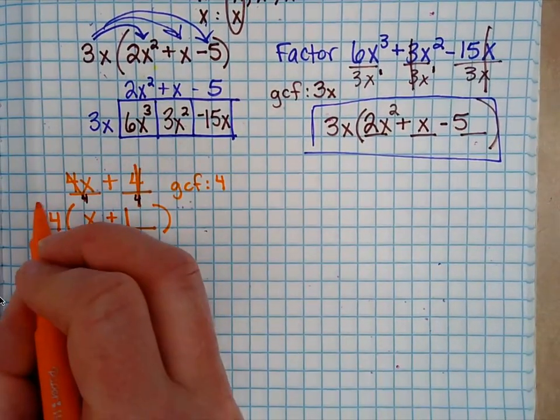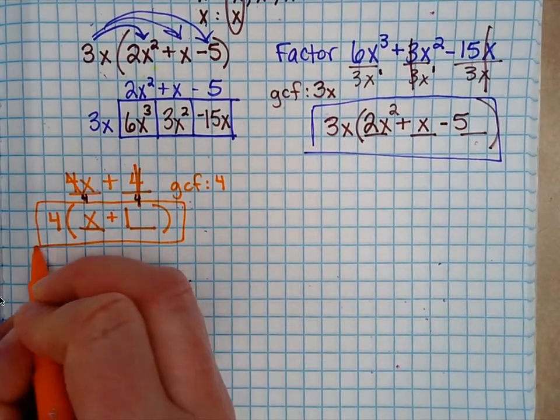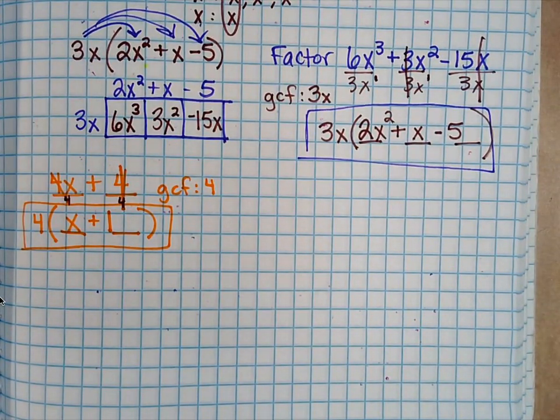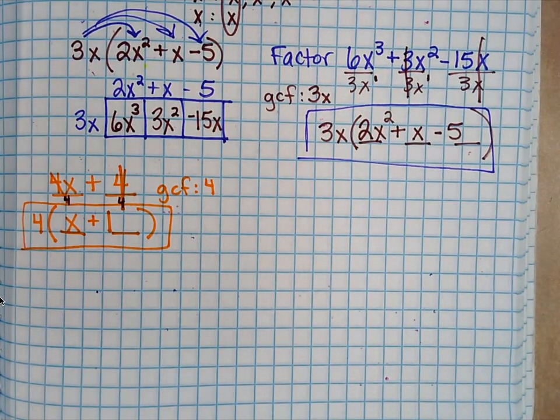4x plus 1. Would we just have to put x on Delta Math? Or could we do... You could just put x. Okay. Either answer is correct. All right, let's see another one.